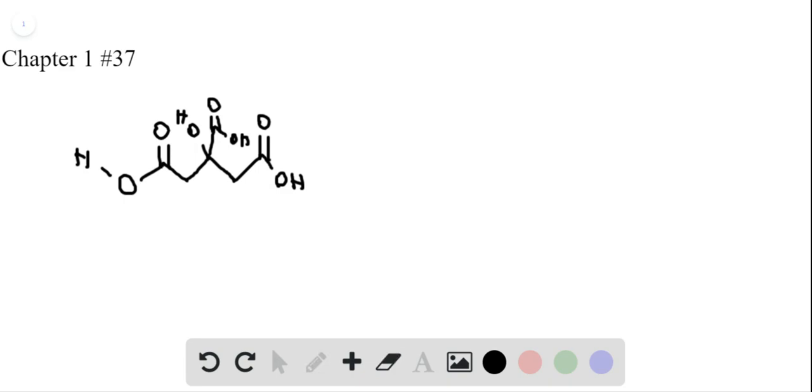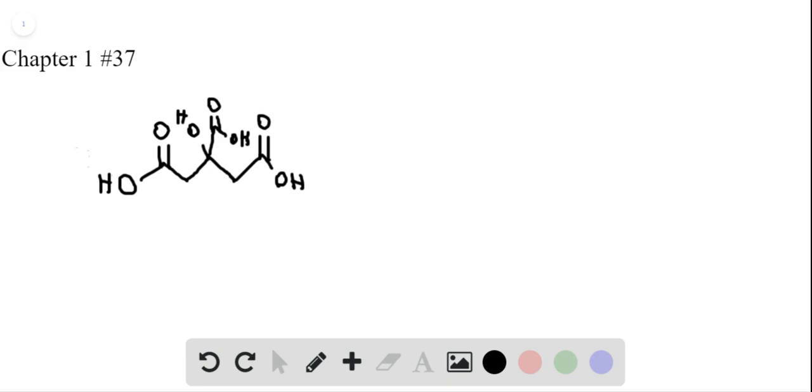And just for the sake of consistency, remember, it doesn't matter. You can draw them separated with a line in between them, or you can just draw them next to each other like this. It amounts to the same thing. So that's part C, converting from the ball and stick model to the skeletal structure.